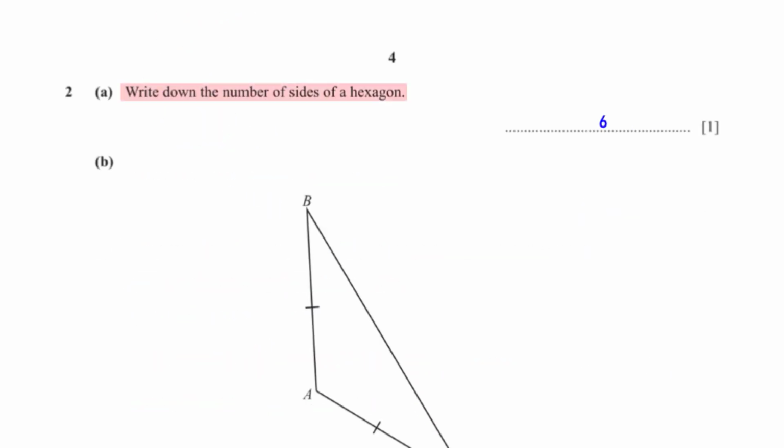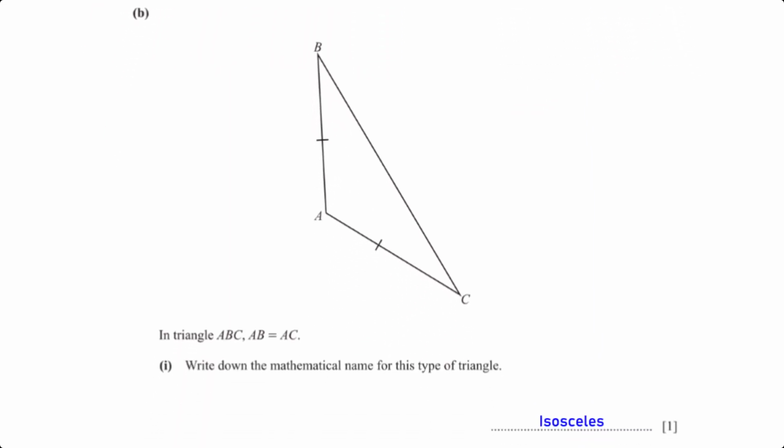Write down the number of sides of a hexagon. A hexagon has 6 sides. In triangle ABC, AB equals AC. Write down the mathematical name for this type of triangle. In triangle ABC, exactly two sides of the triangle are equal in length, so it is an isosceles triangle.